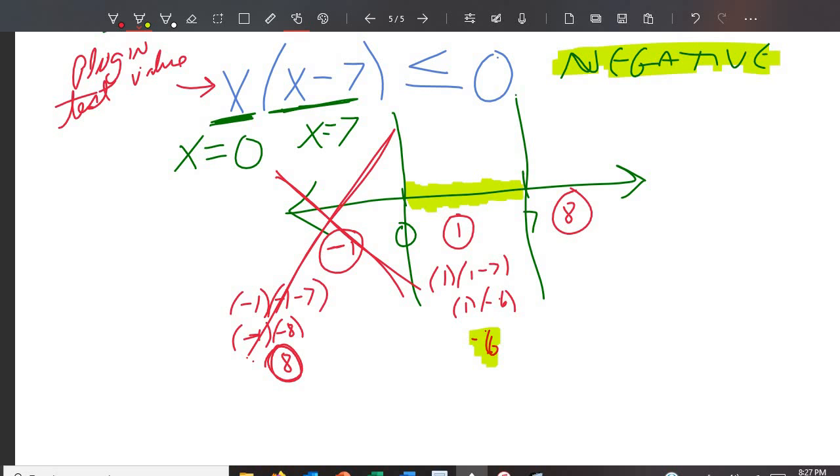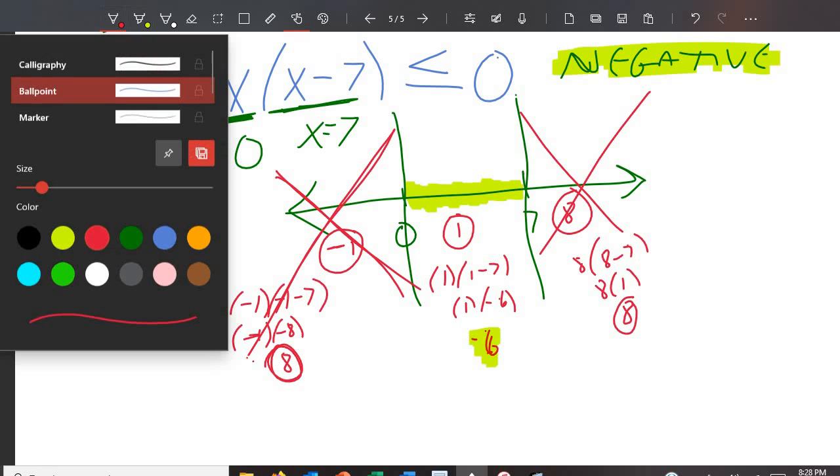Now let's check the other one. Let's put 8 into the parentheses. So we'll go 8 times 8 minus 7. 8 times 1 is 8. Well, that's a positive number. I need it to be negative, so since it's not a negative number, we cross this one out.